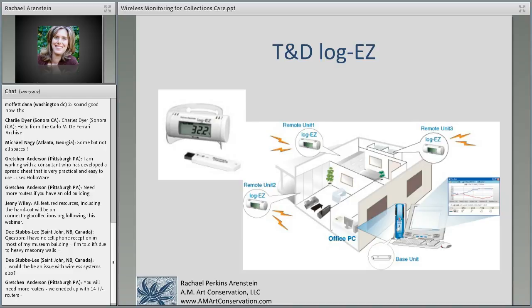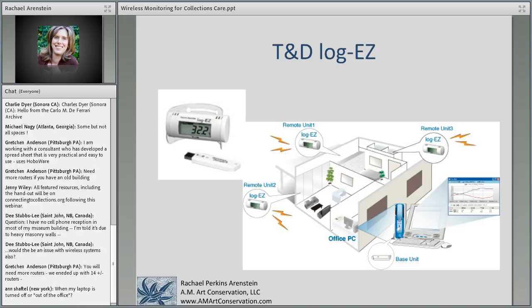The starter kit, which includes the wireless dongle, a logger, and the stand, battery, user manual, software, and all of that is $159, and the additional sensors are $99. So it's a very reasonable price, but it's also a system that has some severe limitations.